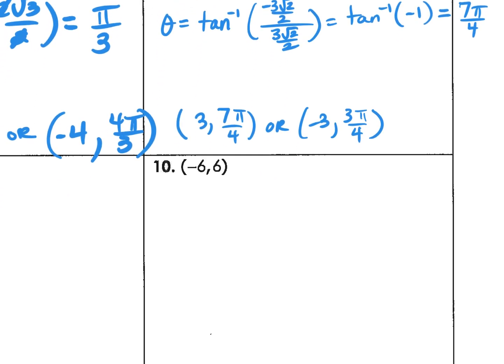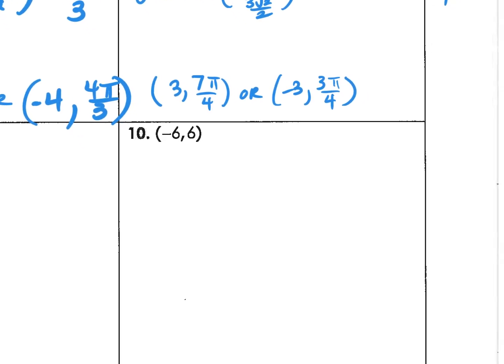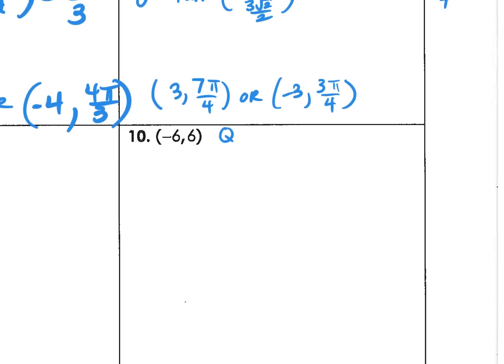Please try number 10. Figure out what quadrant you're in. X is negative, y is positive, so quadrant 2. So now figure out your r. Leave it in simplest radical form, please. That means if there's a square root that doesn't end up being a perfect square, reduce it to where it is as close to a perfect square as you can.